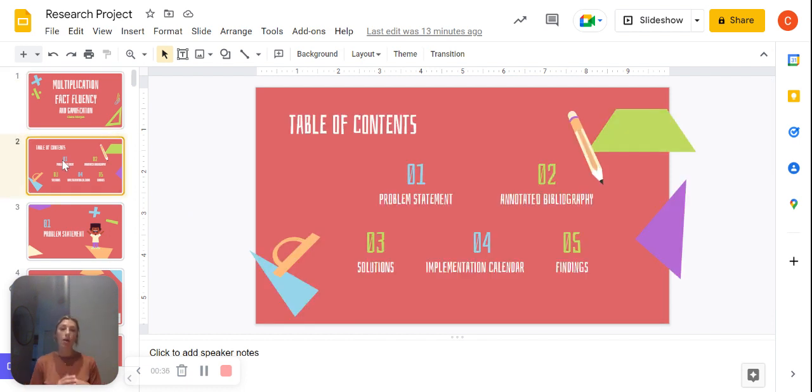Looking at what this presentation is going to be about, I'll start with my problem statement and share a bit of research. I will share the annotated bibliography themes that I found. I'll then move into the three possible solutions, pick one of them, and share the implementation calendar of how I'm going to implement it into my classroom. And then lastly, I'll share findings.